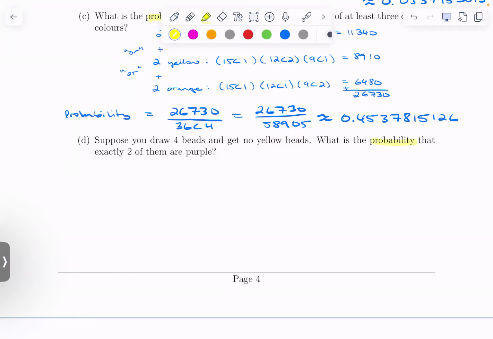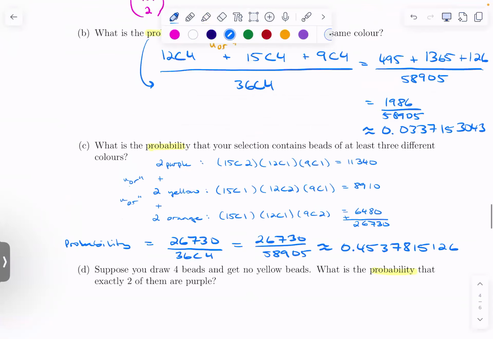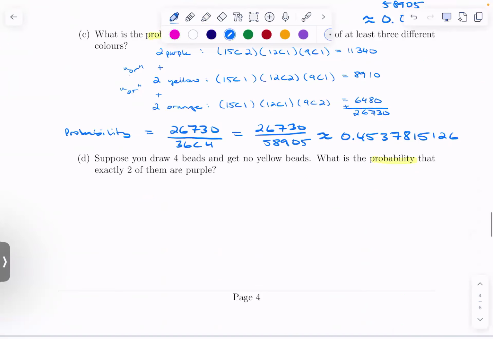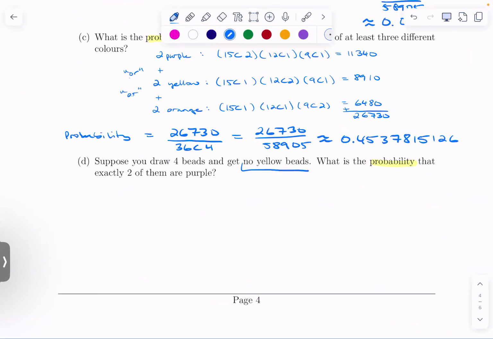Suppose you draw 4 beads and get no yellow beads. What's the probability that exactly 2 of them are purple? So now you know that there are no yellow beads, and so that reduces it to 24. I have 15 and 9, putting me at 24 remaining.